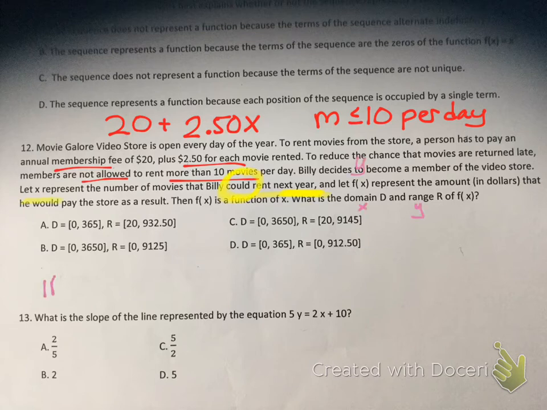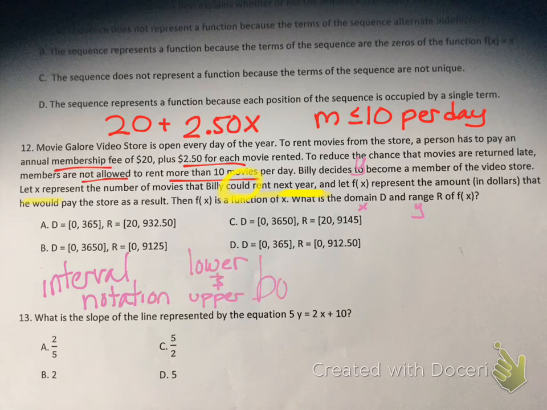Okay, so since X represents the amount of movies that Billy could rent next year, and f of X is going to be the amount that he would spend, the f of X is going to represent your Y values, and if you look at where it says domain and range, we're talking about X and Y. That's what domain means, X and Y values.